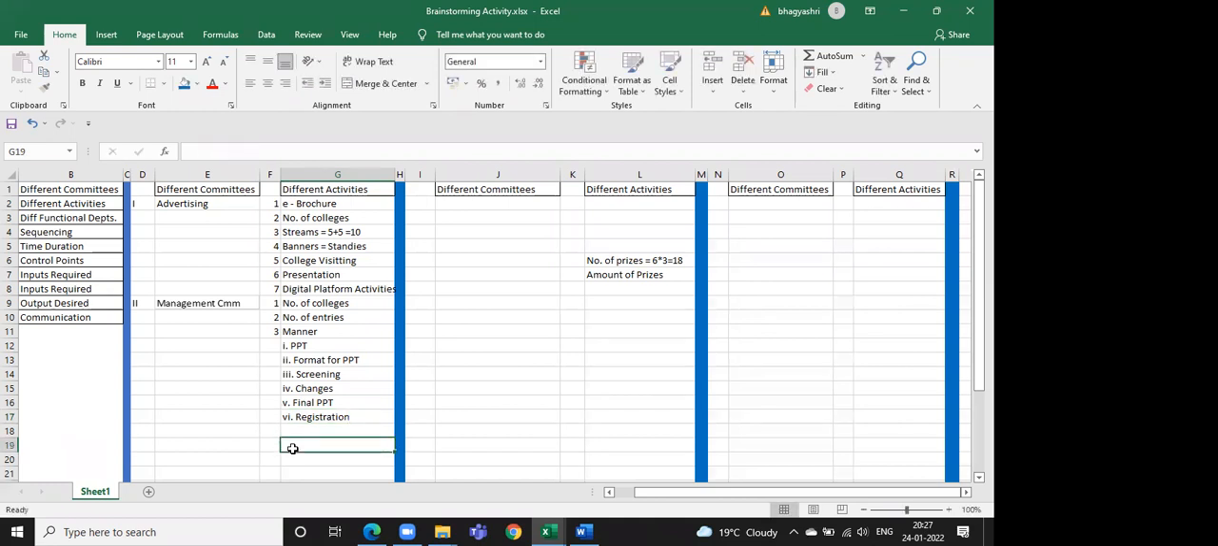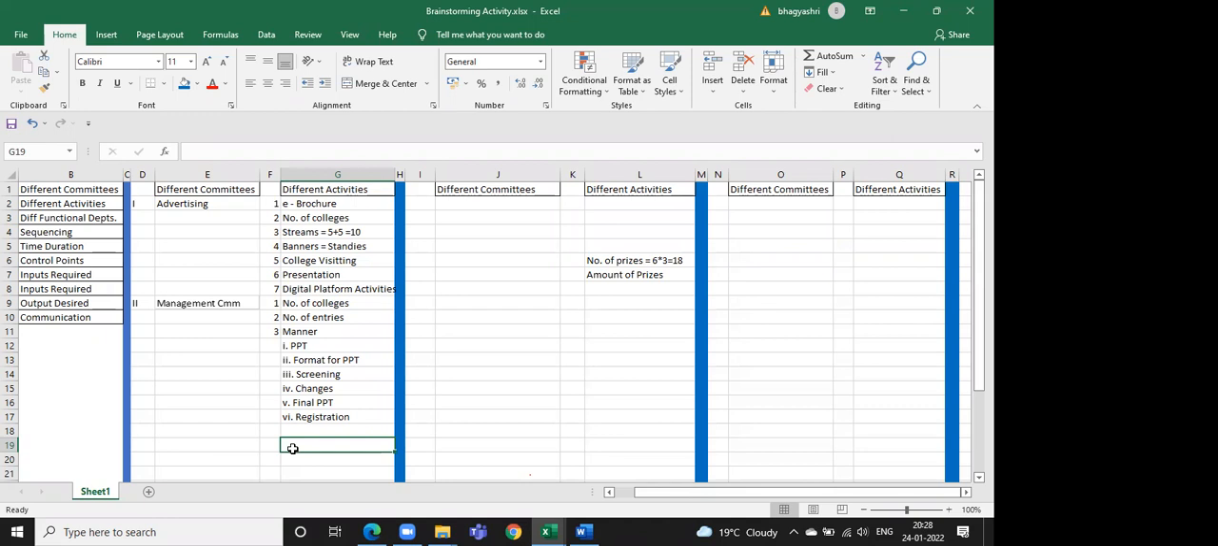Managing all this, the number of colleges, the number of entries from the colleges, and the manner in which we will be conducting it, accordingly the dates have to be decided by what date the presentations will be received from all the students. First of all, the format will be decided, so that will be the first point. Then the receipt of PPTs date has to be decided, then the screening date, changes to be communicated back to the students, receiving final PPTs, again deciding the date by which the PPTs will be received, and then allowing them to register for the competition. This will ensure that whatever presentations are given by the students on the projects prepared by them are in the same format.